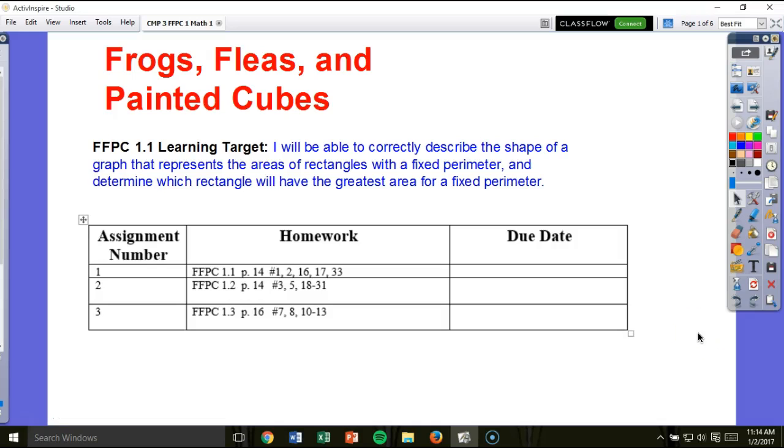Hello everyone, and welcome to our new book, Frogs, Fleas, and Painted Cubes, where we're going to be dealing with quadratic functions. In prior units, we studied problems that could be modeled with linear and exponential functions as well as inverse variation. In this unit, we're going to explore quadratic functions, which are found in many interesting situations, such as the height of a basketball or how high a frog jumps.